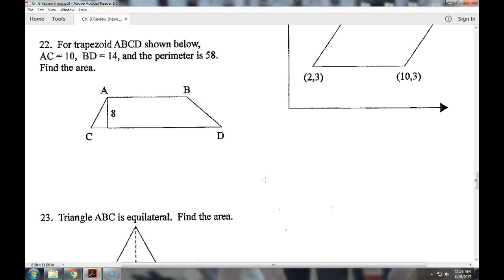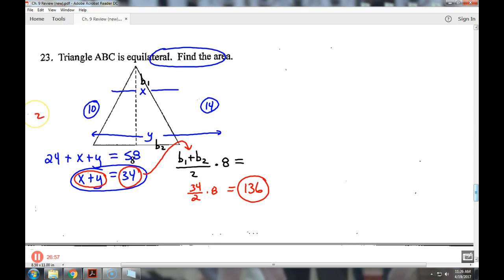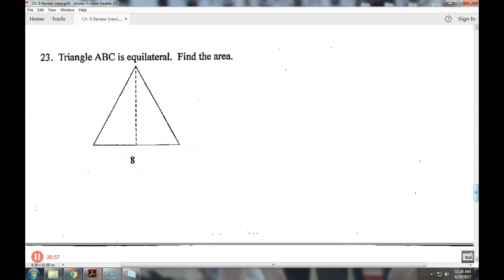Made you think a little bit. Number 23, equilateral, find the area. All right. Well, area of a triangle is 1/2 base times height. And I do have the base. Problem is, I do not know what the height is.